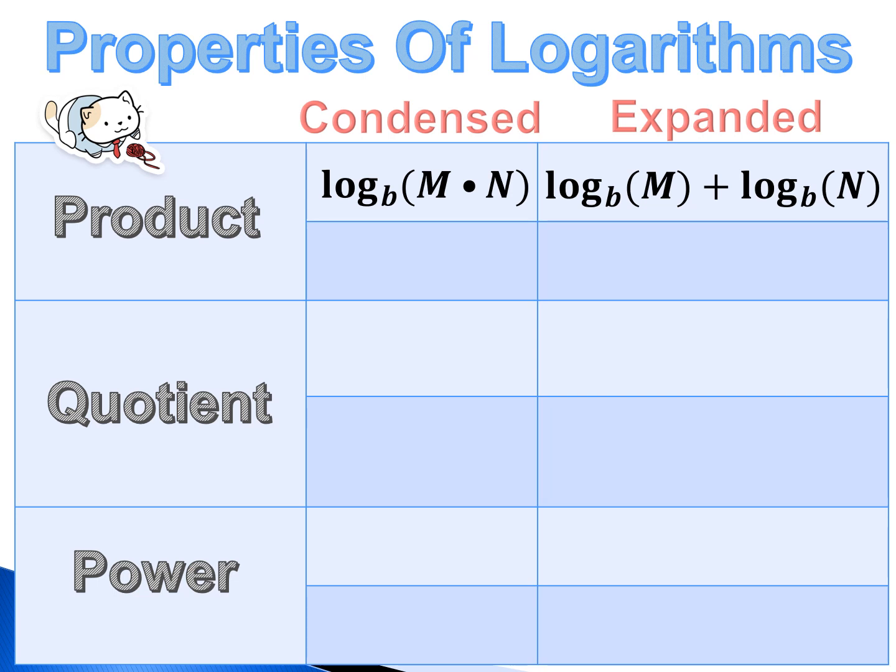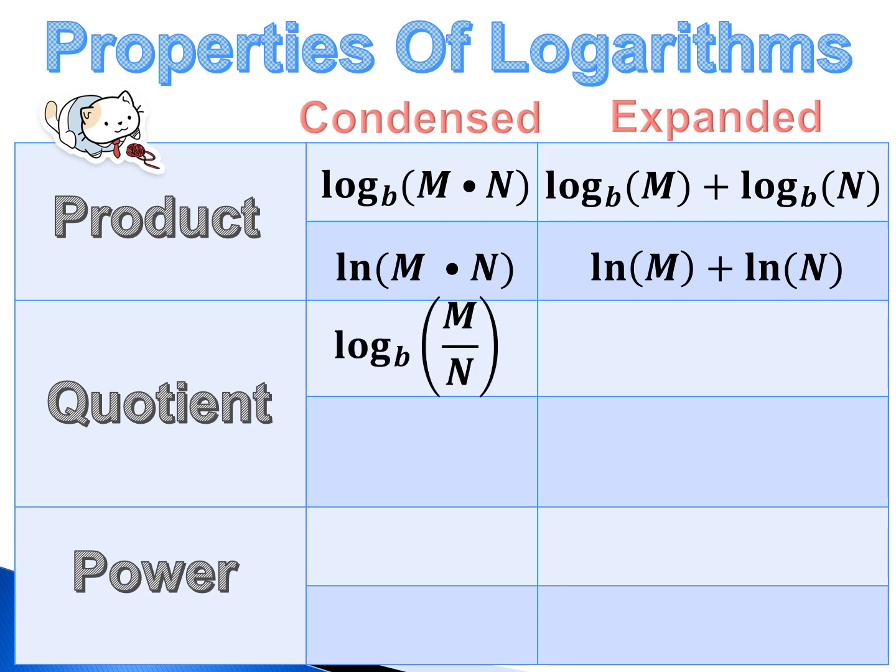So if the arguments, that m times n, are being multiplied, to expand it out, you expand it with addition. If it's an expanded form and you're going back to condensed form, you condense it back into a multiplication of those arguments. Now, this is just to show you that the rule holds true also if it's a natural log. So you're going to see that I put both the regular log and the natural log. These rules work for both of them. So that's the product rule.